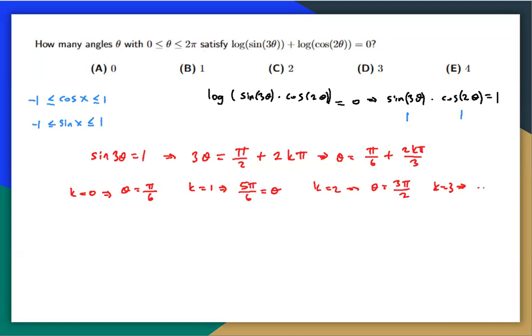Okay, this is the sine function. So we already have 1, 2, 3 solutions. At most we have 3 numbers from this one.